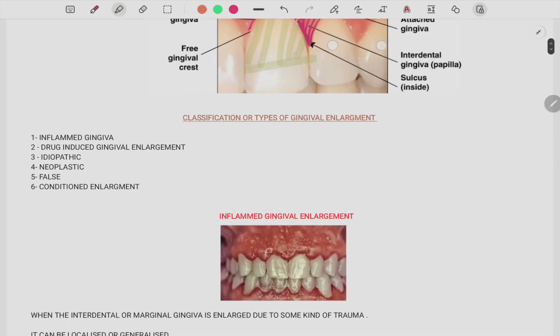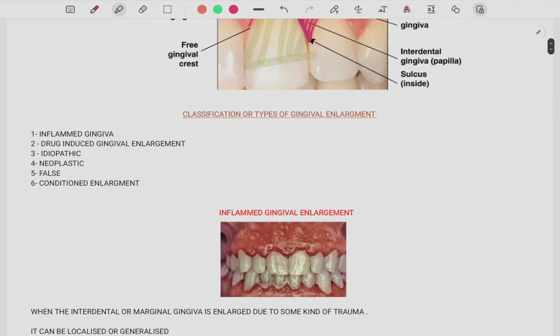Now, gingival enlargement has been discussed in various categories. The classification is: inflamed gingival enlargement, drug-induced gingival enlargement, idiopathic gingival enlargement, neoplastic gingival enlargement, false gingival enlargement, and conditioned enlargement.